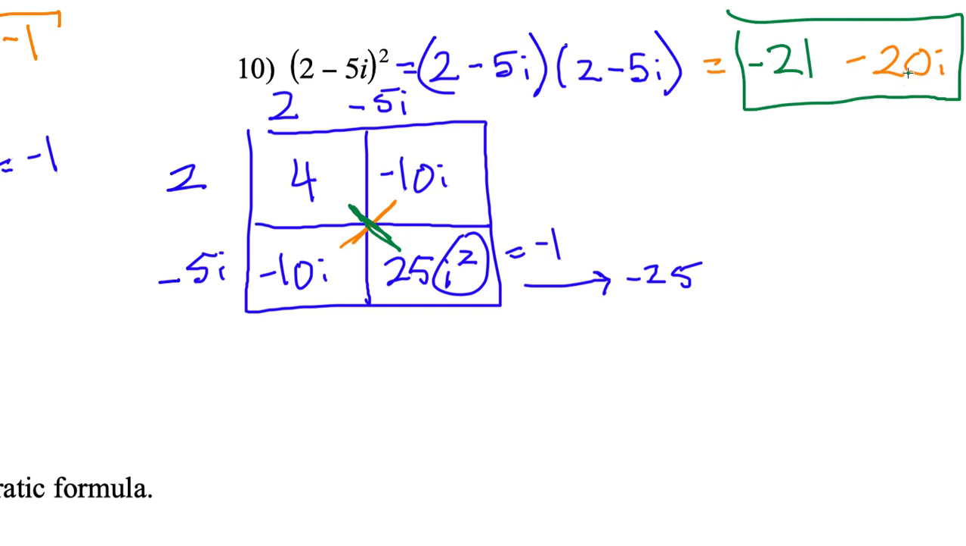It's just not the typical form that mathematicians use. They typically use rectangular form, a plus bi form. You have that wrong then? Nope, you just leave negative 21 and negative 20i. That is the final answer.